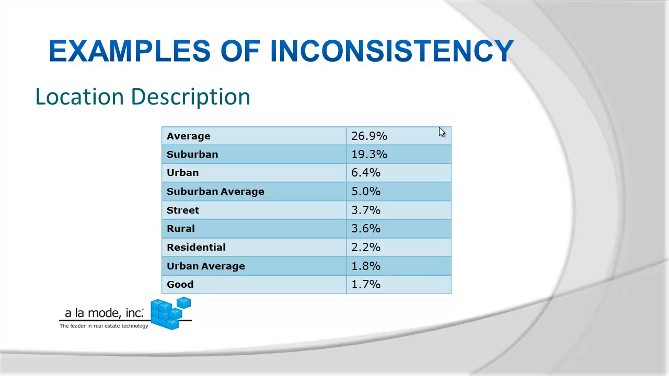They want to know specifically how location affects the marketability of the property, and they give you certain terms that you need to use. We give those to you in a pull-down menu in the software, as you'll see. But those three fields are three examples of some of the inconsistencies that UAD is designed specifically to eliminate.